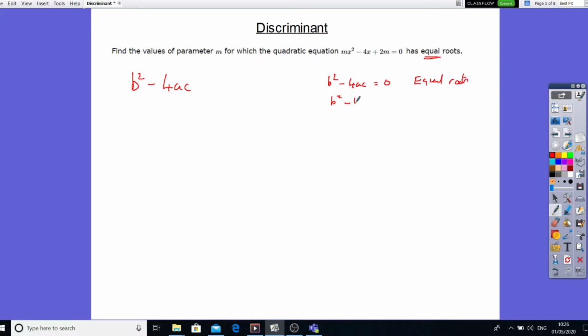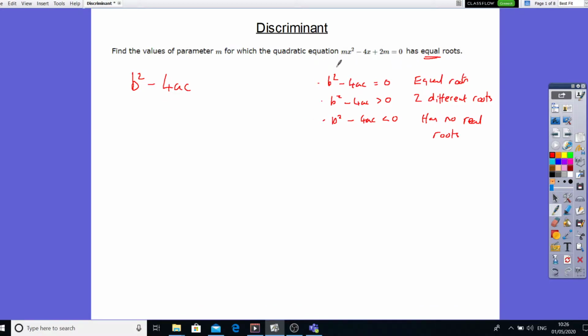B squared minus 4ac, when it's greater than 0, since you can square root a positive number, has two different roots. Two different real roots, we can even say. And b squared minus 4ac, when it is negative, less than 0, has no real roots. Okay, so we've got three scenarios here.